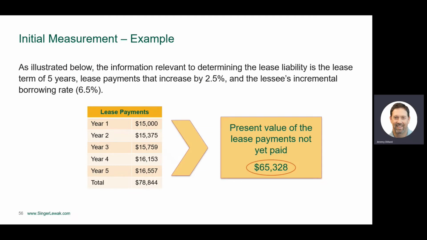Based on the annual payments of $15,000 and step increases of 2.5%, the company can forecast the lease payments required under the contract, and that totals $78,844. Using the company's IBR of 6.5%, the present value of the future payments is $65,328.